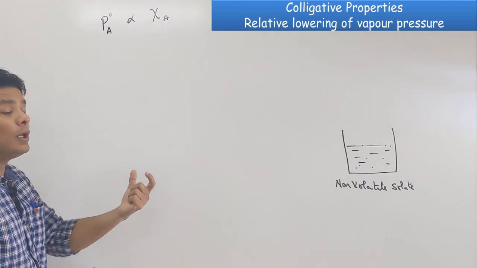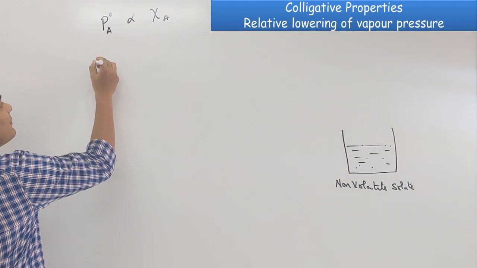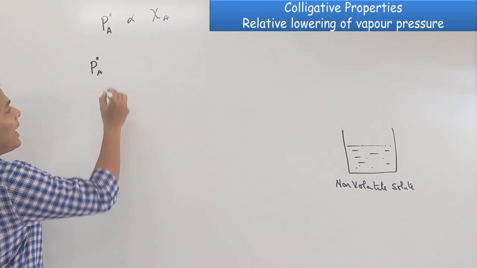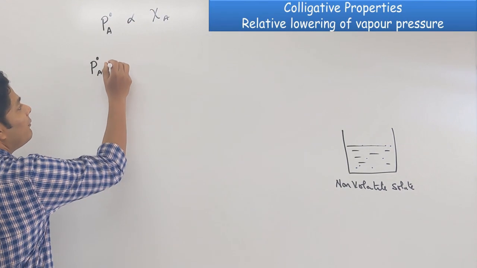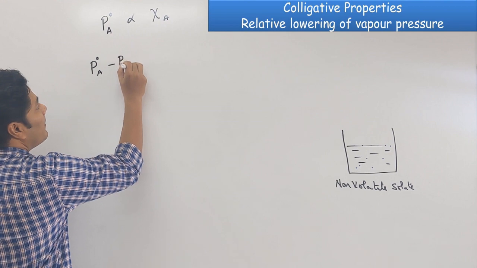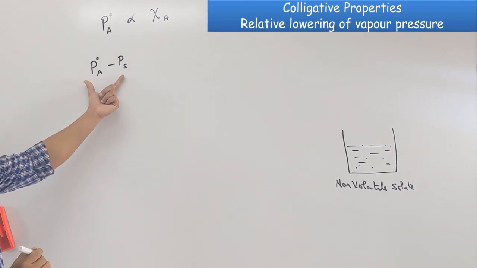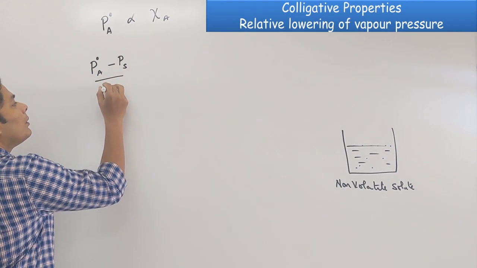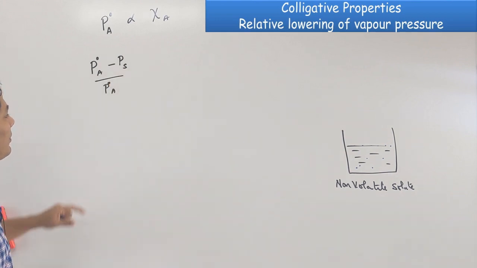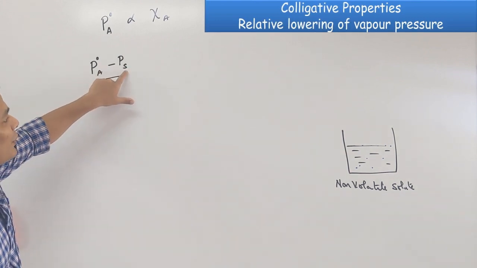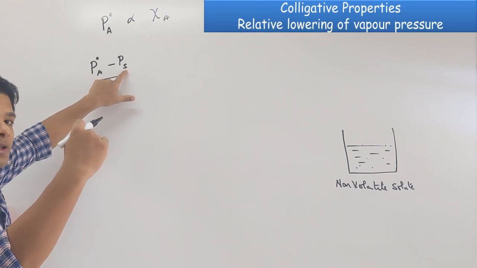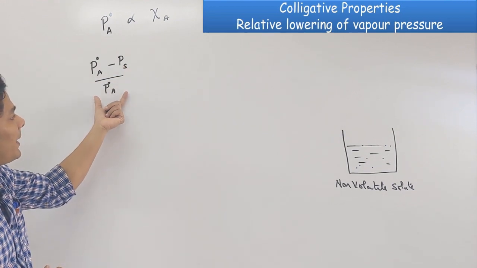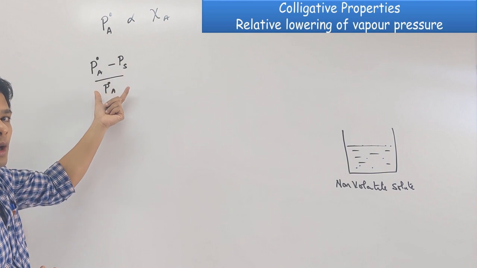So the vapor pressure of the solvent is proportional to how much solvent is present, the mole fraction of the solvent. Now we are going to look into the lowering of vapor pressure. Let's say our initial vapor pressure of pure solvent is P naught A, and when I add the solute I form a solution. The vapor pressure of the solution is PS. So this is the lowering of vapor pressure. I am going to talk about relative lowering, meaning compared to my pure vapor pressure. So pure vapor pressure minus the solution vapor pressure will give me how much the vapor pressure has gone down by adding a non-volatile solute. So this is lowering of vapor pressure. When I compare it to my P naught A, this becomes relative lowering of vapor pressure.